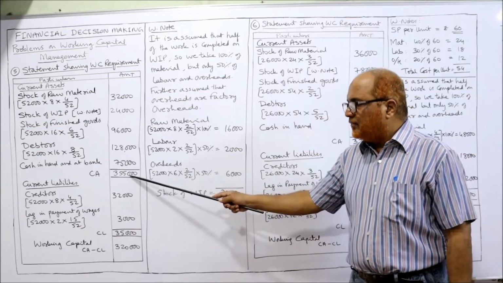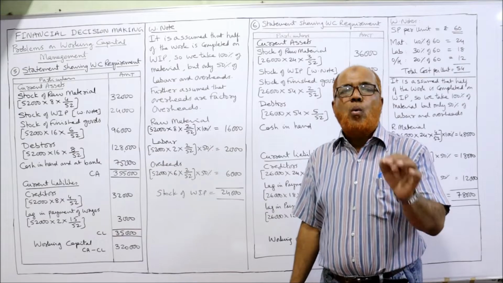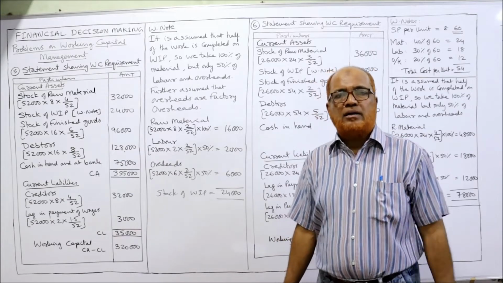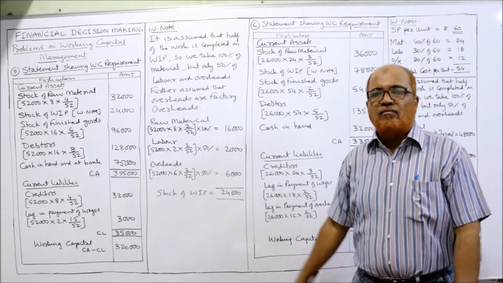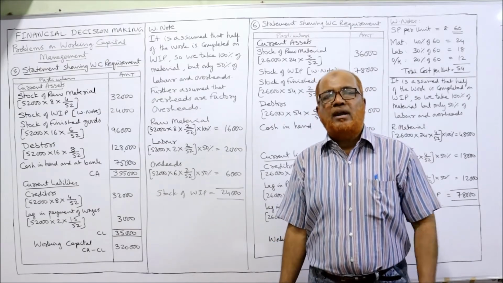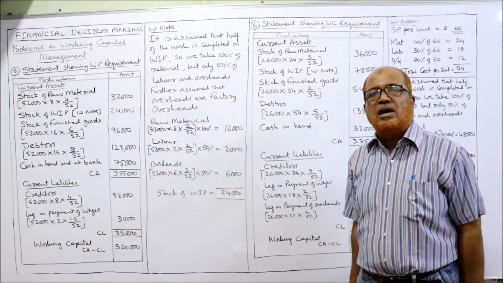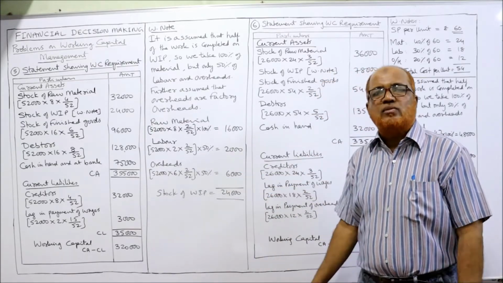Now current assets 355, current liabilities 35. Deduct, you'll get 3,20,000 is the working capital required. Remember, this type of problems are very important not only at graduation level but also even at professional level. For CA Inter, CA Foundation as well as CMA Inter, this type of problems will be asked.